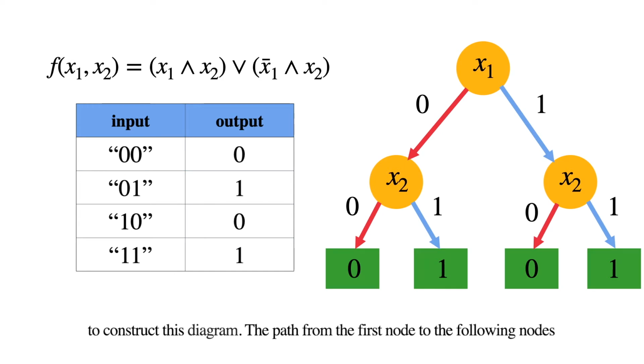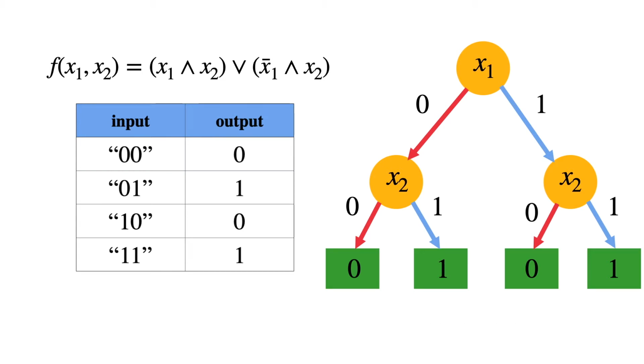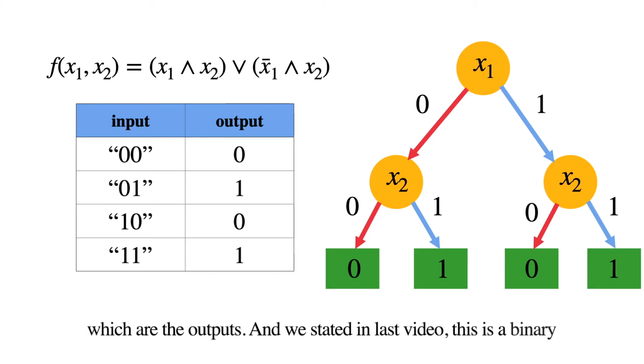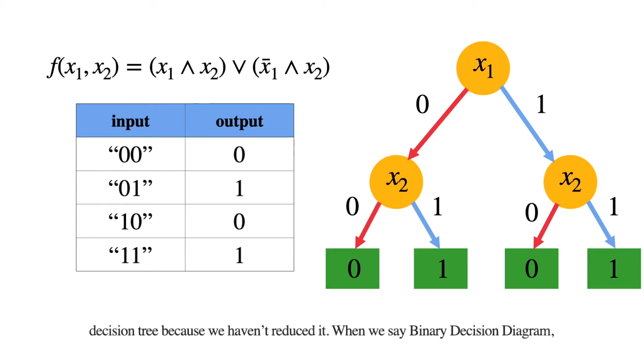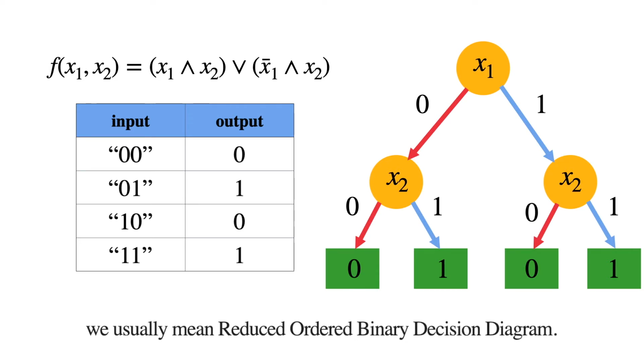The path from the first node to the following nodes corresponds to an assignment of 0 or 1 to the variables, and finally to the leaves, which are the output. And as we stated in the last video, this is a binary decision tree because we haven't reduced it. When we say binary decision diagram, we usually mean reduced ordered binary decision diagram.